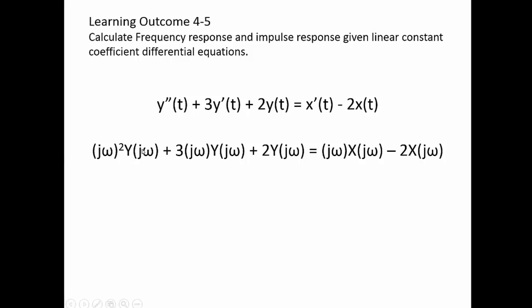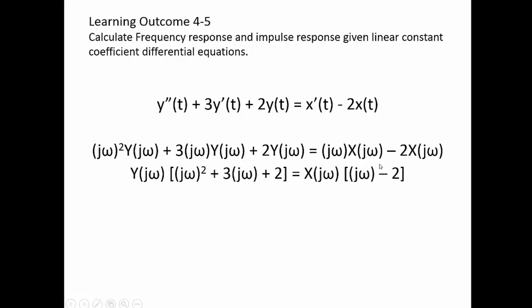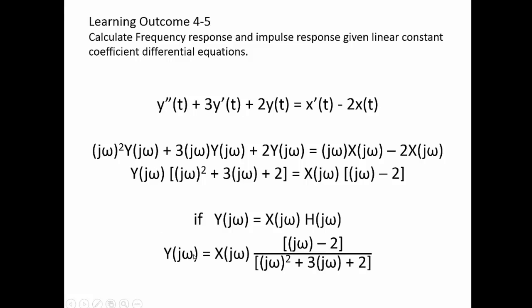Now we can notice that we have 3 Y of j omegas on the left and 2 X of j omegas on the right. So we can factor our Y of j omega out. We can factor our X of j omega out. Remember, we said on the previous slide that because y of t is x of t convolved with h of t, Y of j omega is X of j omega times H of j omega. Therefore, if we solve for Y of j omega, this quantity here has to be our H of j omega.